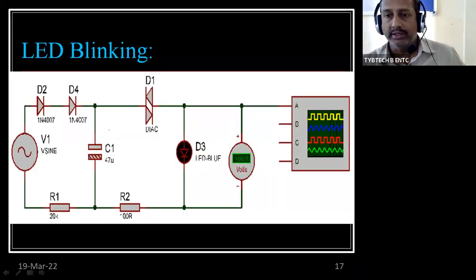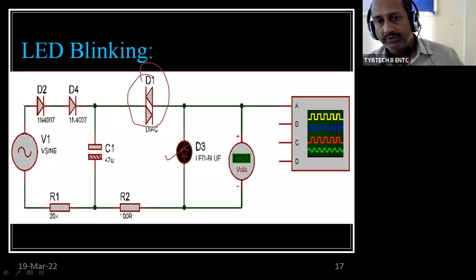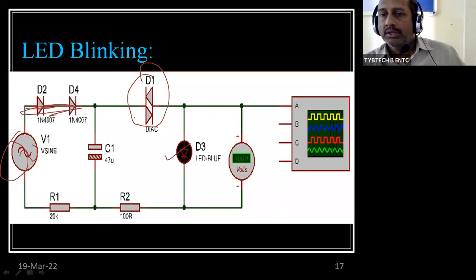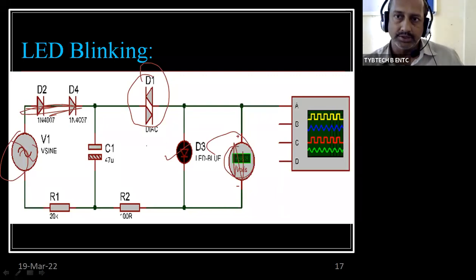So this is what we practically conducted last year. I have taken it from that. That is how this particular LED can be made to blink using the DIAC. For that, the AC supply has to be given, two diodes have been used for rectifying, and it is going to work out. And for measuring the voltage, we have added a voltmeter. That practical we are also going to conduct.